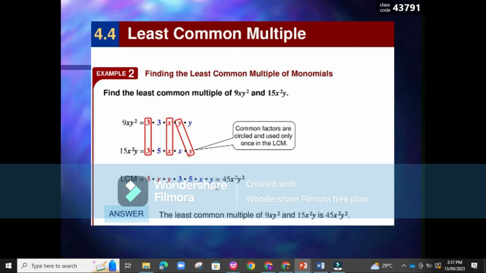Times x times y. So, it's quite tiring compared to the previous one, because you list down individually all the variables. But you can actually just write down here x squared, instead of x times x, and y squared instead of y times y. So, you have here 3 times 3, 9 times 5 is 45. Then, we have here x squared, y squared. So, the answer, the least common multiple of 9xy squared and 15x squared y is 45x squared y squared.